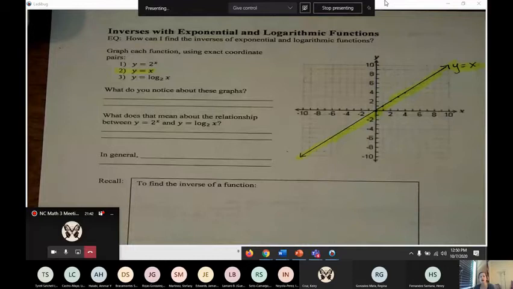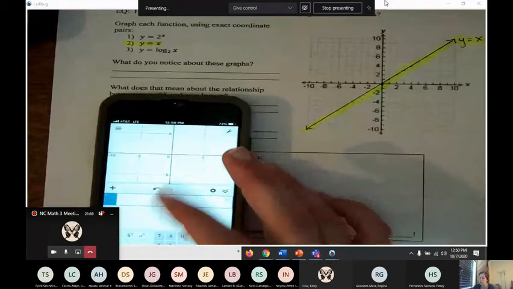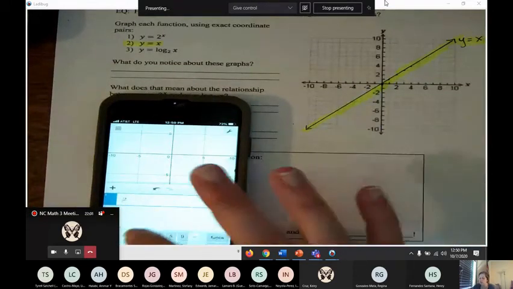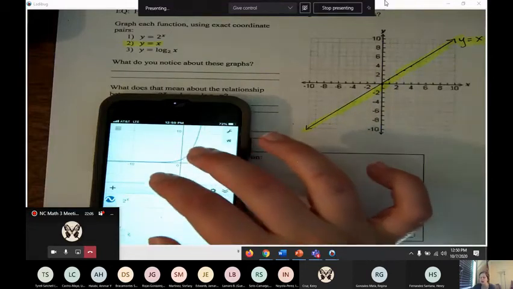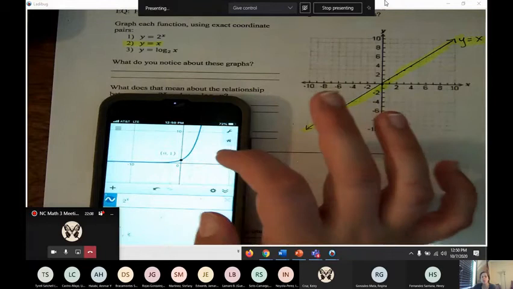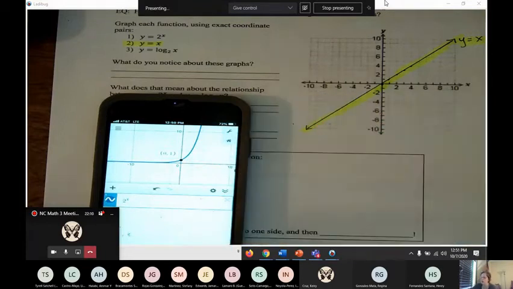Then it asks us to plot y equals 2^x and y equals the log base 2 of x. So if you have no clue how to find that, you can either make a table, or because you guys are always allowed to use Desmos, you can just type it into Desmos. So I'm going to type in 2 to the x, and I get this function right here. And I get different points along the way. So I'm going to plot those points.